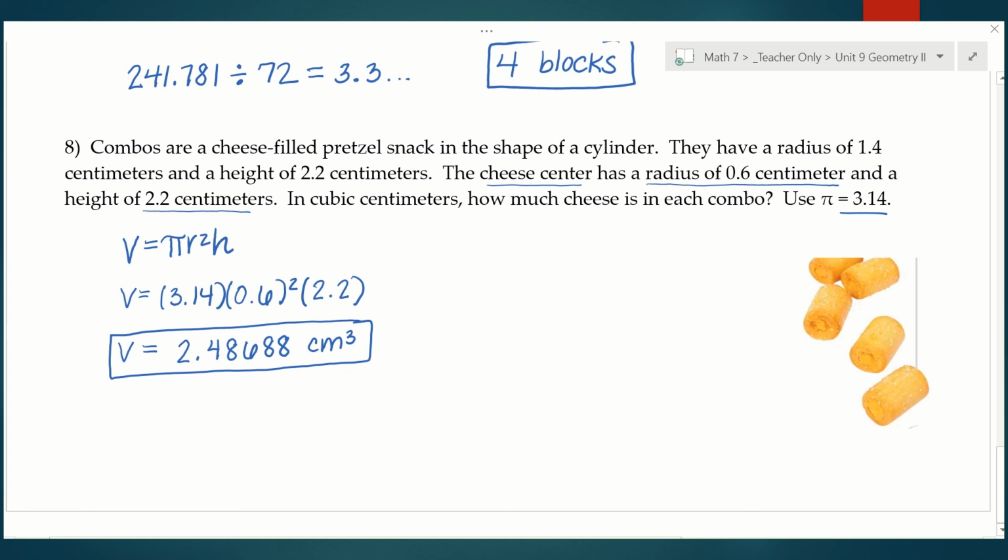Fascinating. So now you know what you're eating when you eat a combo. All right, guys, congratulations. You've officially finished 7th grade math.